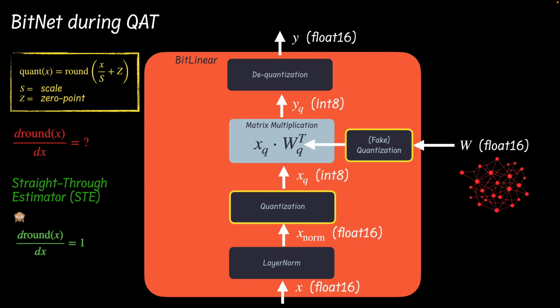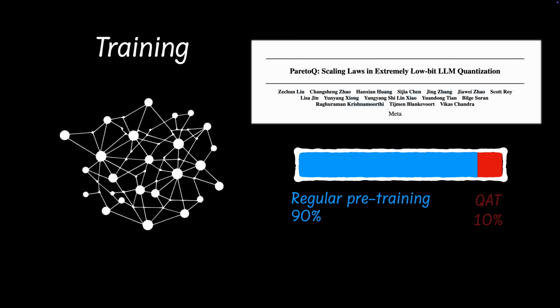STE has been extensively studied, and there are some mathematical guarantees, but they only hold for very simple models. Given the complexity of LLMs, we're basically just lucky that, in practice, it's a good enough approximation. Originally, QAT was applied throughout the entire training process. But for LLMs, which are trained in multiple stages, QAT is often just a fine-tuning stage after regular, full precision pre-training. This paper from Meta recommends splitting your training budget into 90% full precision pre-training and 10% QAT.